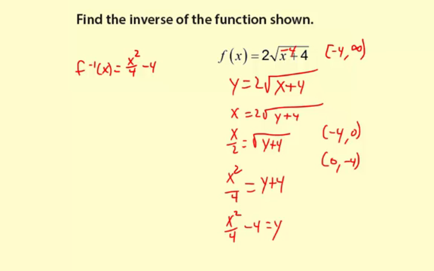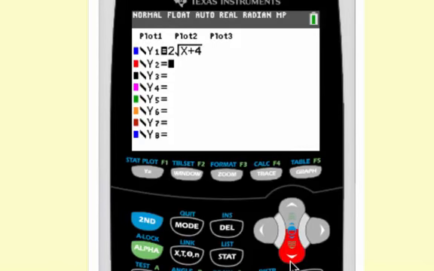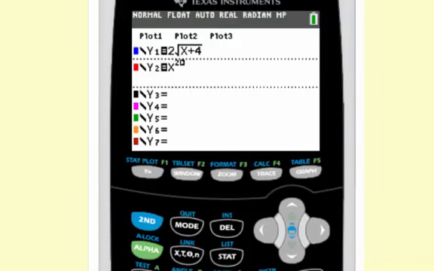So 0 is going to be your least input. So your domain over here is going to be 0 to infinity. What I'd like to do is show you on the graphing calculator as well. So we're going to have 2 square root of x plus 4. And then for y2, we're going to have the inverse, which is x squared divided by 4, then minus 4.